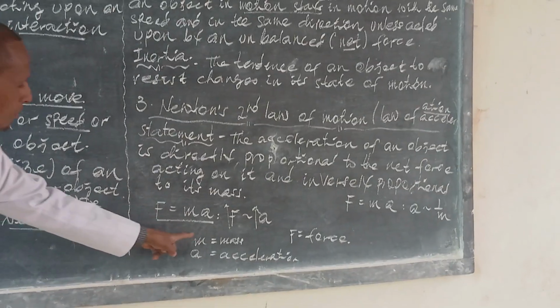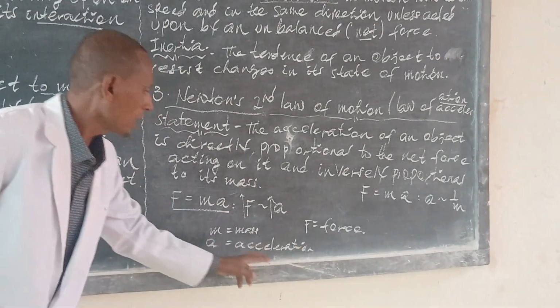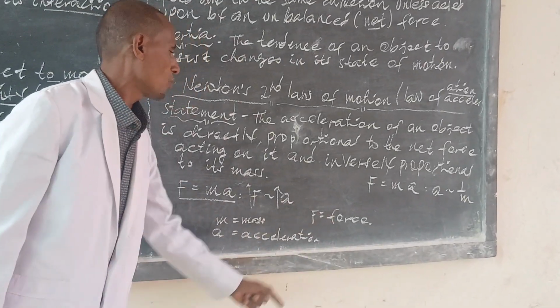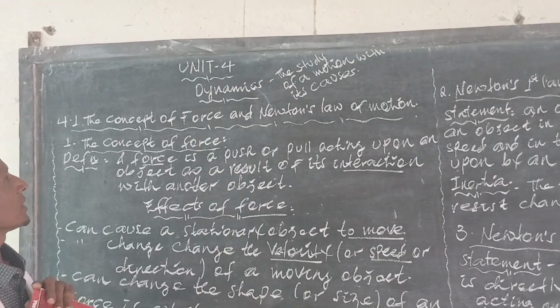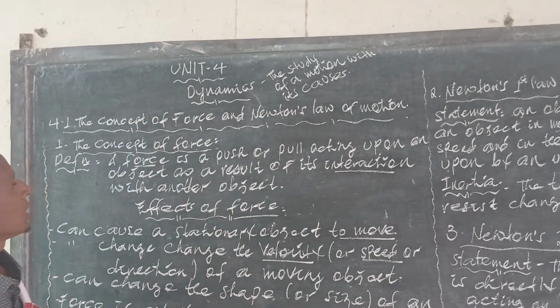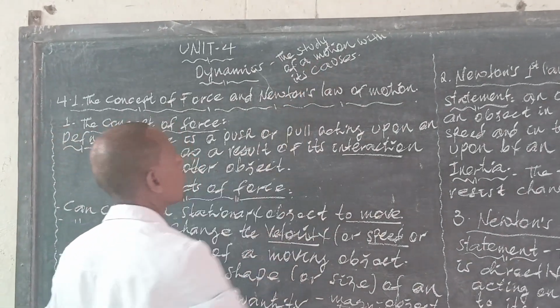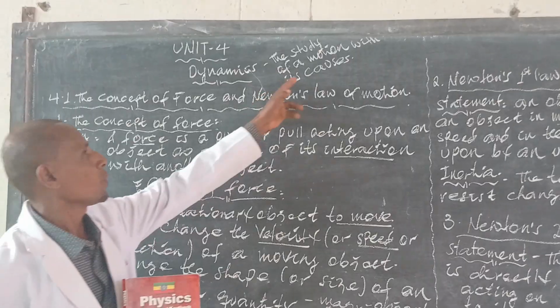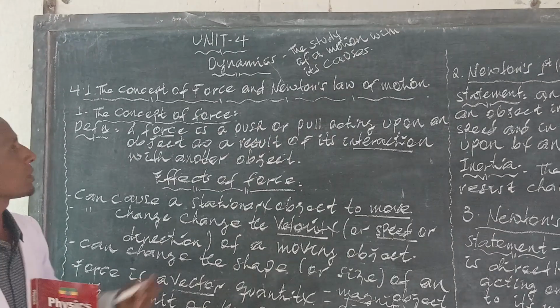From this one, m stands for the mass of the object, a stands for acceleration, and F stands for force. In general, today we're discussing physics grade 11, chapter 4, about dynamics. Dynamics is the study of motion and what causes it. Under this, we're talking about the concept of forces and Newton's second law of motion.